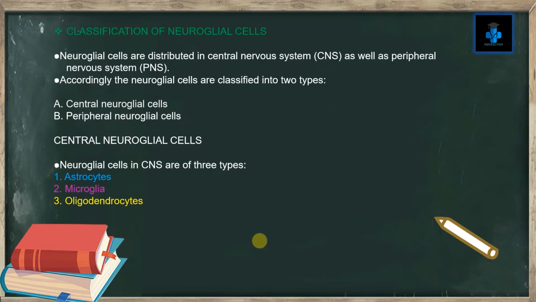Now let's move on to the classification of neuroglial cells. Neuroglial cells are distributed in central nervous system as well as peripheral nervous system. Accordingly, the neuroglial cells are classified into two types. Number one is central neuroglial cells and the next one is peripheral neuroglial cells. Let's go in detail about central neuroglial cells. Neuroglial cells in central nervous system are of three types. First one is astrocytes, second one is microglia, and the third one is oligodendrocytes.